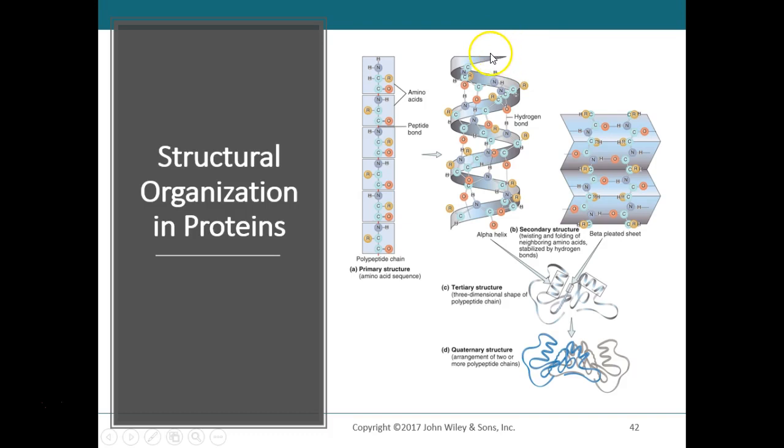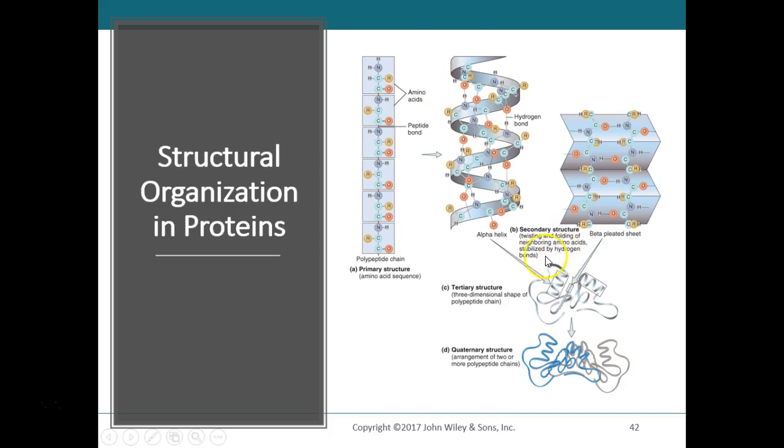When that happens, the protein chain can then be twisted into what is known as an alpha helix, very much like an old-fashioned phone cord, or folded into a beta pleated sheet, very much like you would just fold a paper together back when you were in elementary school to create a little fan.